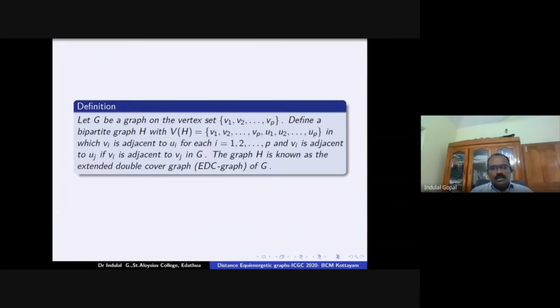Another operation on graphs to get a new graph is the extended double cover operation, proposed by Allen in the 1980s. G is a graph on vertex set v1, v2, etc., vp. We define a bipartite graph H with vertex set v1, v2, etc., vp, u1, u2, etc., up, in which vi is adjacent to ui, and vi is adjacent to uj whenever ui is adjacent to uj in G. This graph is known as the extended double cover graph, the EDC graph of G.